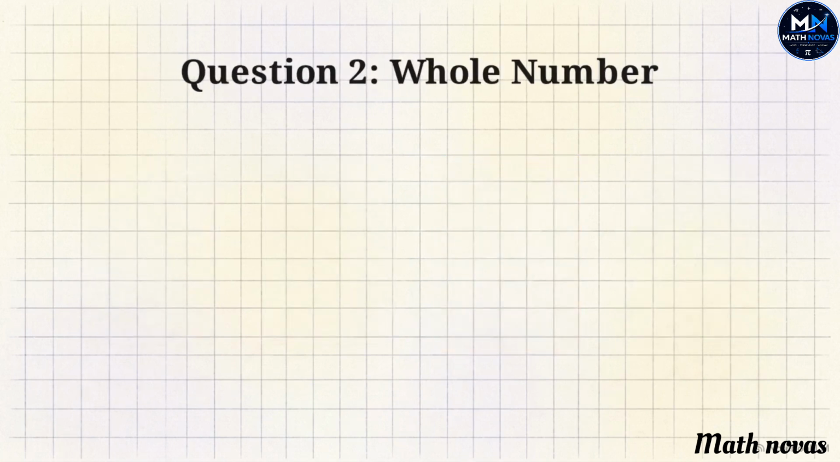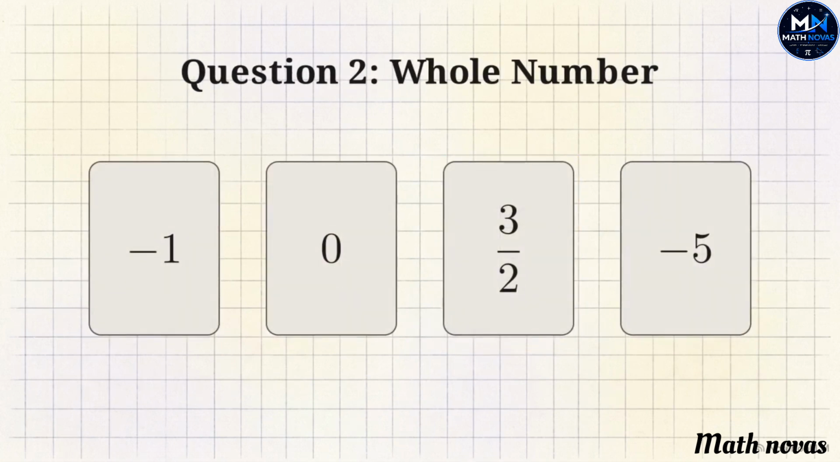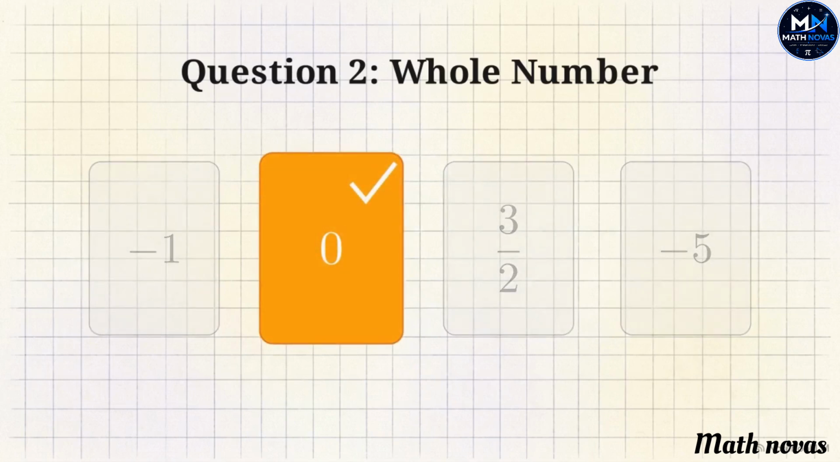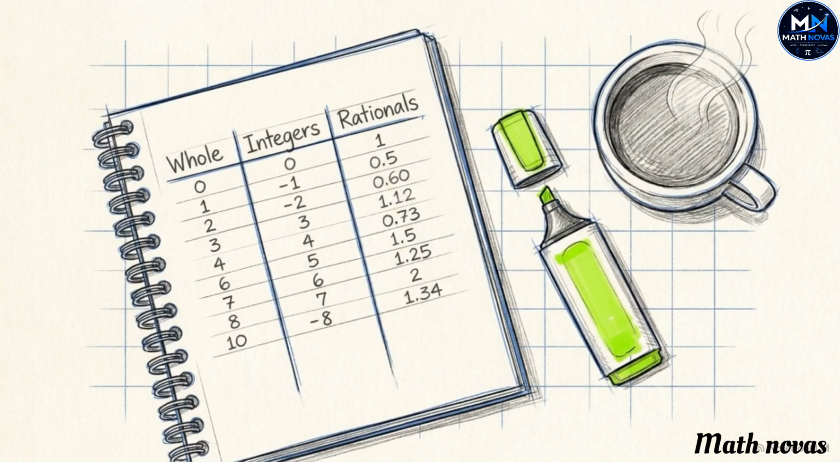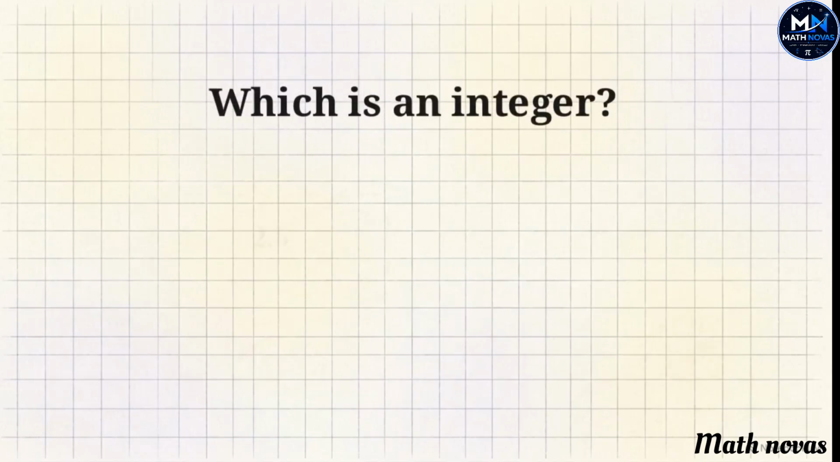Looking at this new set of options, which one is a whole number? The correct answer is 0. Whole numbers are just the positive counting numbers with 0 included. Mastering these starting rules ensures you are applying the correct logic to each number type, which is necessary before moving into more advanced operations.